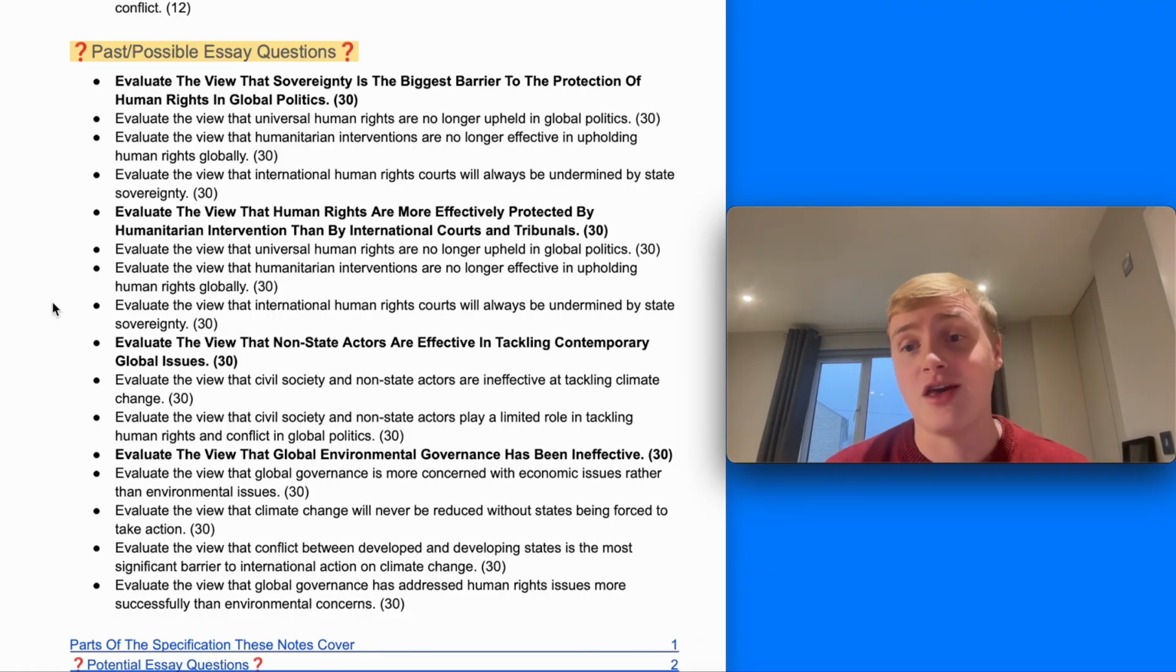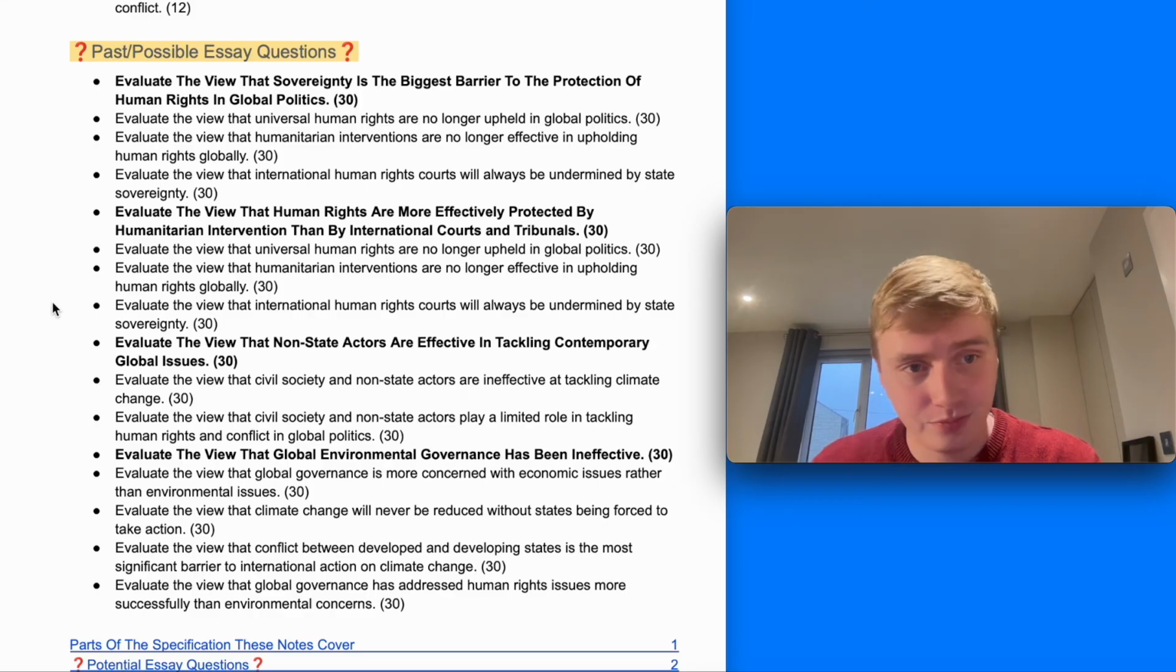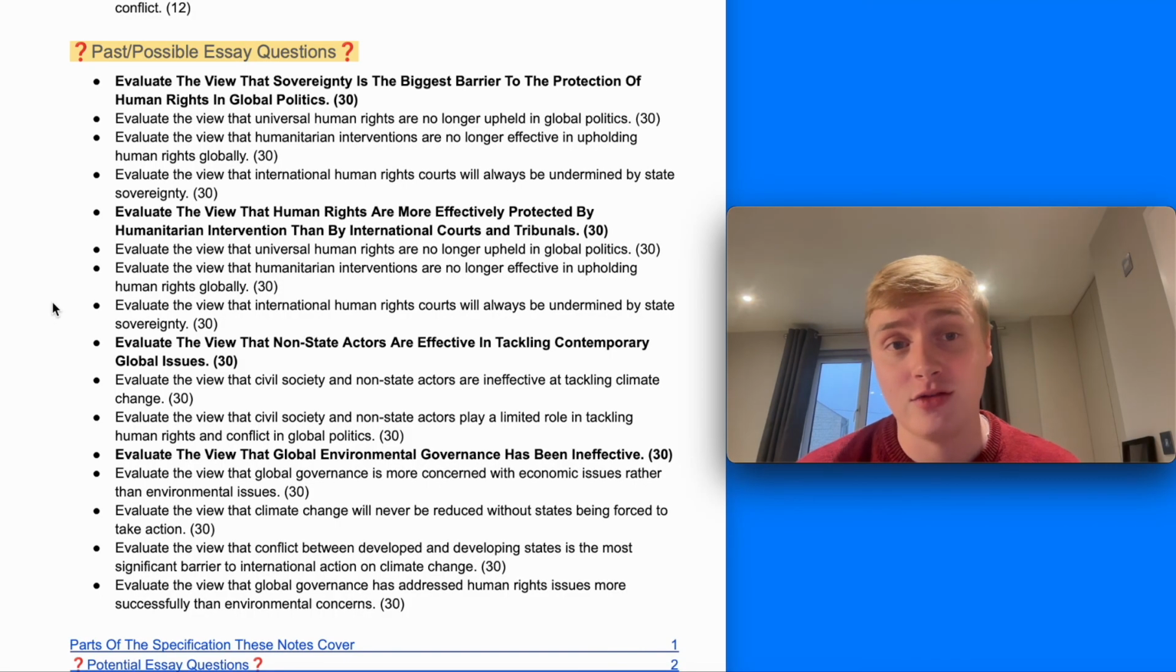Some of these arguments on the effectiveness of humanitarian interventions could be a question in itself, or you could look at a comparison between humanitarian interventions and international courts. For example, there is an argument that humanitarian interventions are more powerful because they can override state sovereignty whilst human rights courts can't. But of course, we've got a number of arguments here why they're not successful as well.